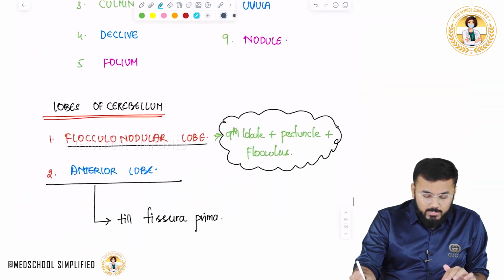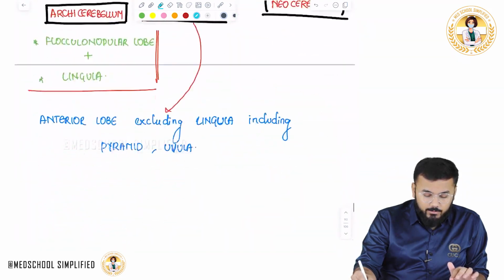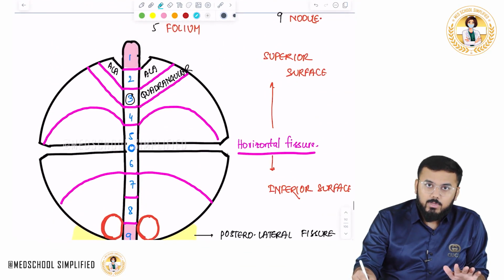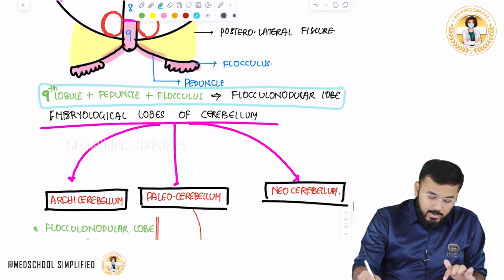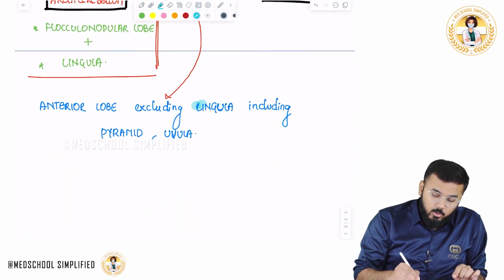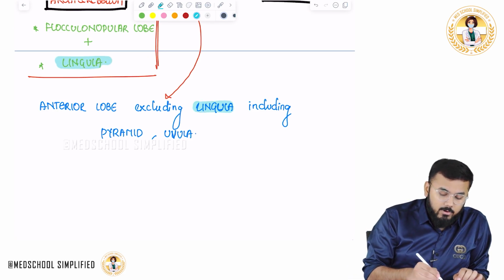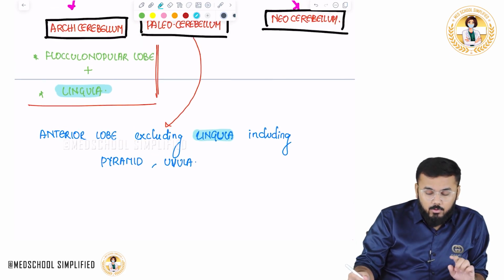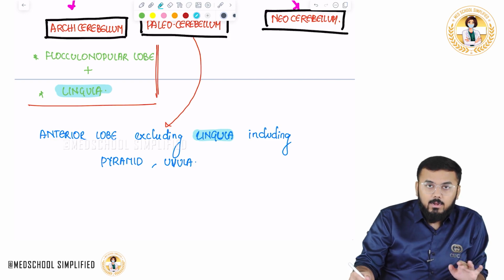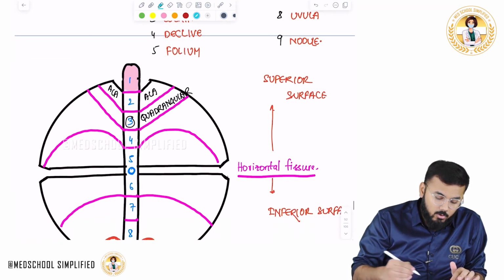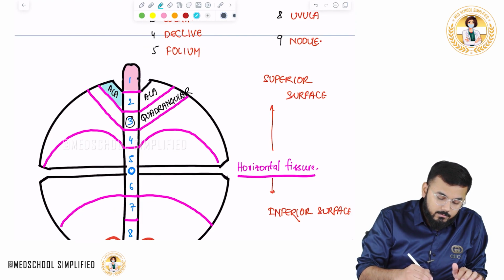Now, if you look at the same anterior lobe over here, what did it tell? Anterior lobe excluding lingula. First itself he told it is excluding lingula. Why? Because lingula we have already covered in the archicerebellum. So now we are not including lingula, we are excluding lingula. So excluding lingula, what are the different parts of the anterior lobe? See, ala, the second one here, again ala on the left.